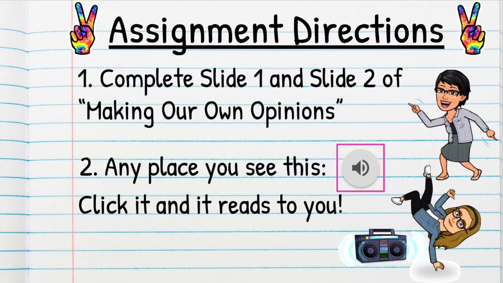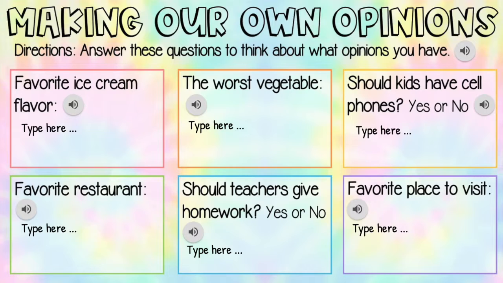Assignment directions. Today you're going to complete slide 1 and slide 2 of making our own opinions. Any place you see the volume icon, click it and it reads to you. This is what the first slide looks like. You have to answer some questions to help you think about what kinds of opinions you already have. Some of them are yes or no questions, and some of them you have to answer with a word. I think I see some of those volume buttons on this page. Click them and I read the questions to you.